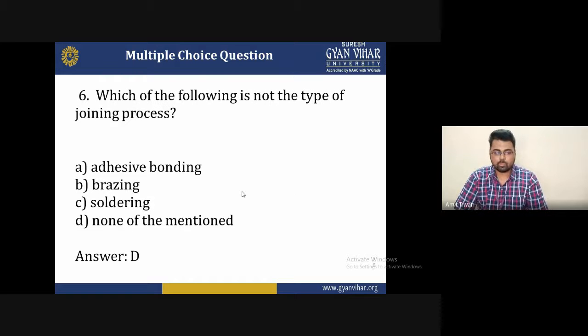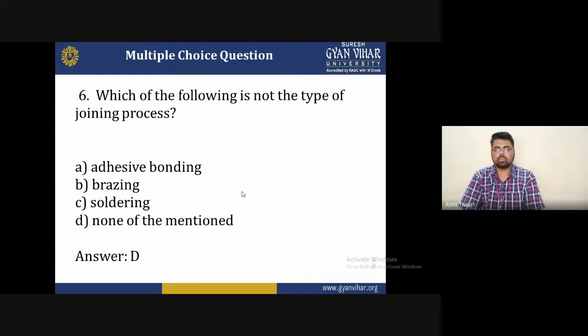Sixth: which of the following is not a type of joining process? So the question is, which of the following is not a type of joining process? The options are A, adhesive bonding; B, brazing; C, soldering; D, none of the mentioned. So the correct answer of the question is D.